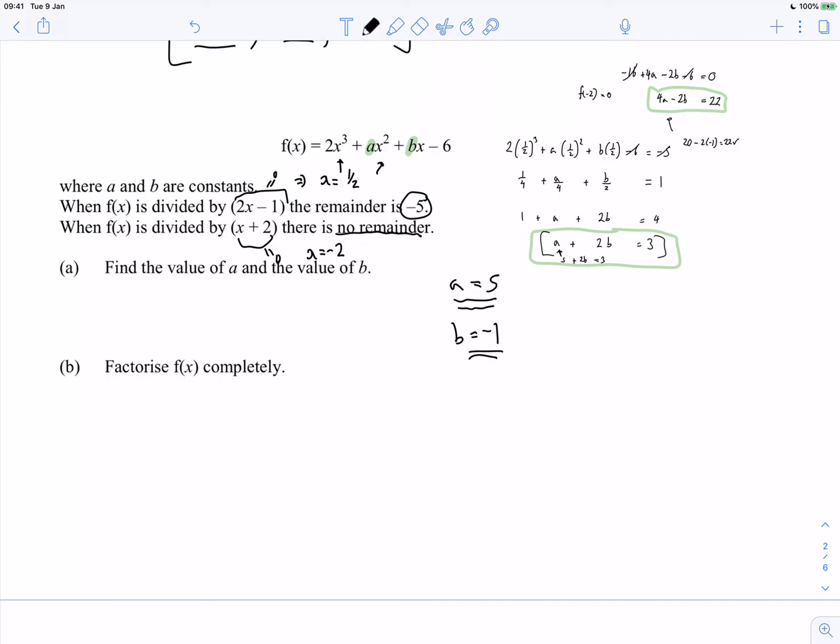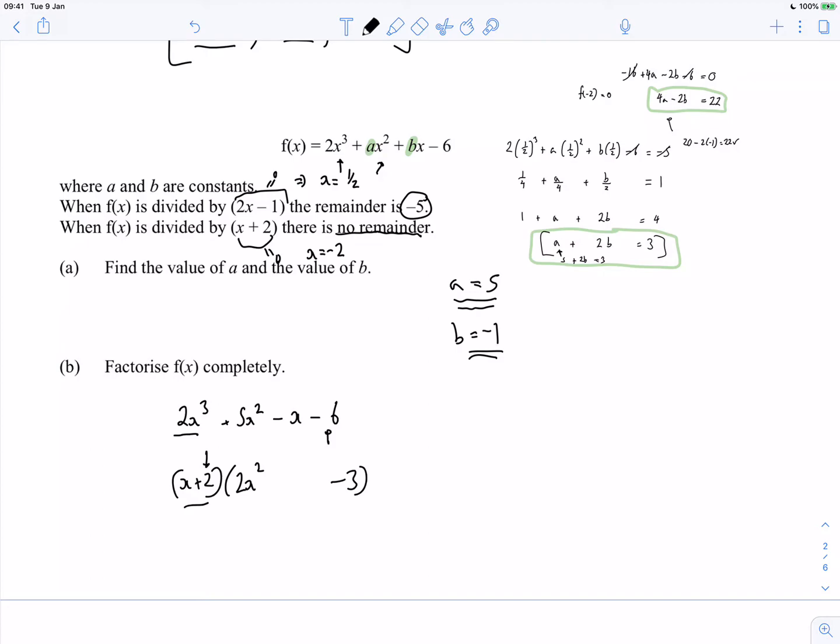Factorise f of x completely. Okay, well let's write f of x out again just to remind ourselves. So it's 2x cubed plus a, which is 5x squared, plus b, which is minus 1 lots of x, minus 6. And I know that x plus 2 is a factor already because there's no remainder when you divide by that. So I know one of the brackets straight away is x plus 2. Now because this is a cubic, then it must be a linear times a quadratic, i.e. a power of 1 times some polynomial to the power 2. Now I know that because that's 2x cubed, this has to be a 2x squared, and because this is a plus 2 and this is a minus 6, then that must be a minus 3 there.